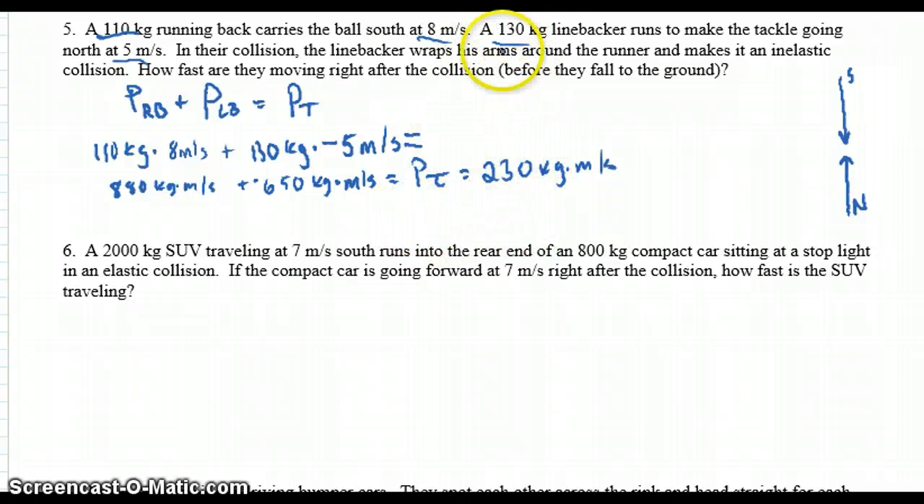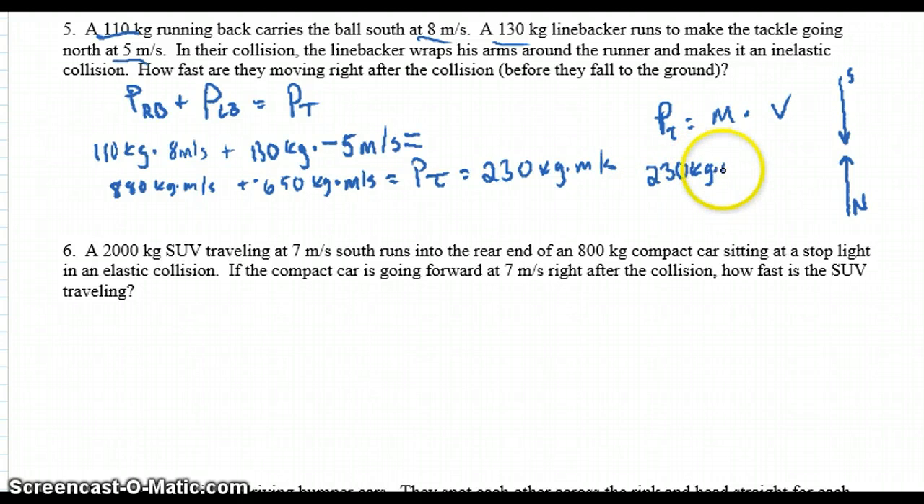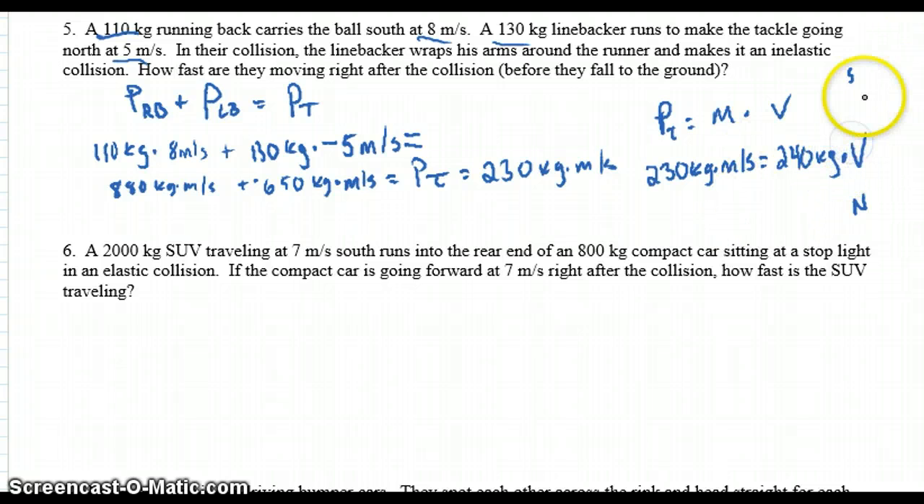So we look at their two masses. The momentum is going to equal the mass times velocity. So substitute in here: 230 kilograms times meters per second is going to equal the mass. So we have the mass here, 130 plus 110 equals 240 kilograms times the velocity. Divide both sides by 240 kilograms.